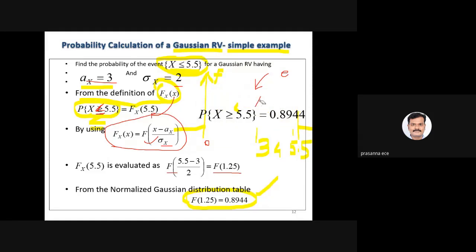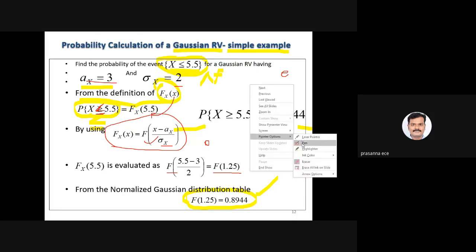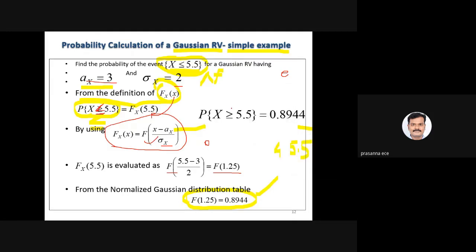Just making it clear, again I made a mistake here. Here also this is P of x less than 5.5. Please note the changes here: P of x less than 5.5, not greater than. I'll make those corrections in the slides that are shared in the stream. P of x less than 5.5 is equal to 0.8944, which we get from the table.